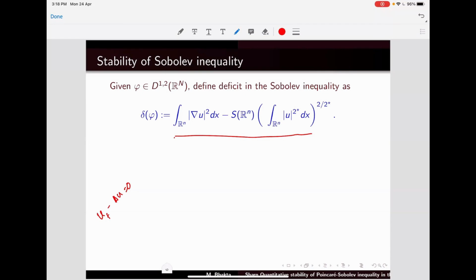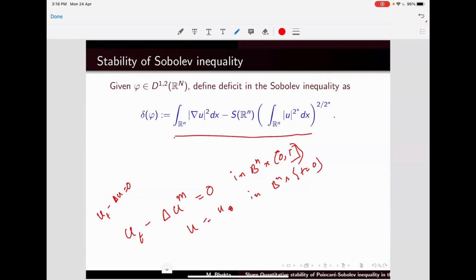Yeah. So now I put it here. Now I write ut minus Laplacian of u^m equal to 0. Suppose I am in the Poincare-Sobolev case, so in Bn cross (0,T), and u equal to u naught in Bn cross t equal to 0. So m equal to 1 is the heat equation. Now when m less than 1, then it is the fast diffusion equation. When m greater than 1, you get the porous medium equation.